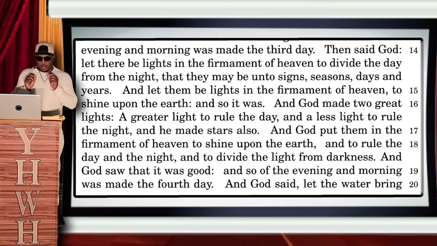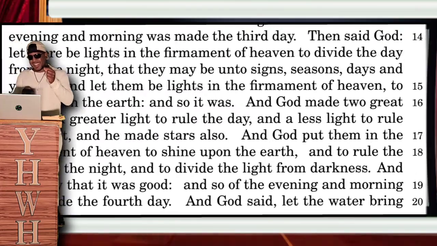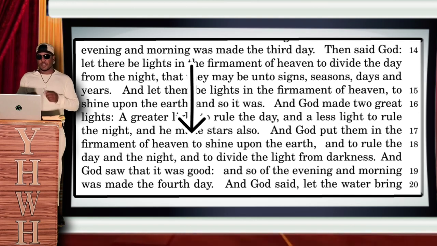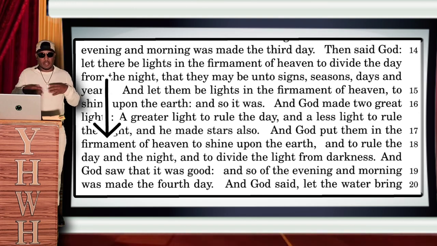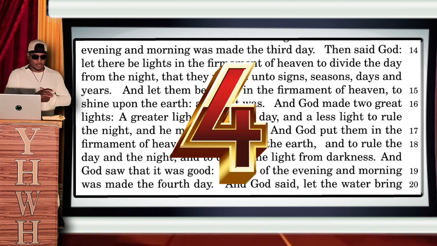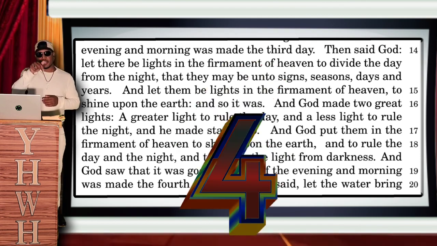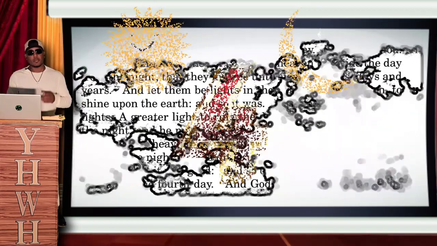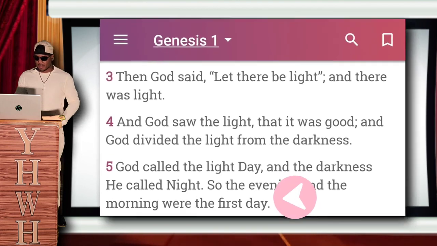Now here's a good key part to focus on. God set them in the firmament of the heavens to give light on the earth. So God set them inside of something, and he calls that something the firmament. And to rule over the day and over the night, and to divide the light from darkness, and God saw that it was good. So the evening and the morning were the fourth day. This is the day where God made the sun and the moon. The fourth day. But on day one, he said, let there be light.